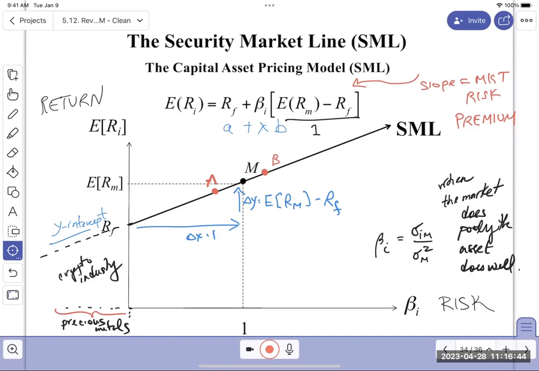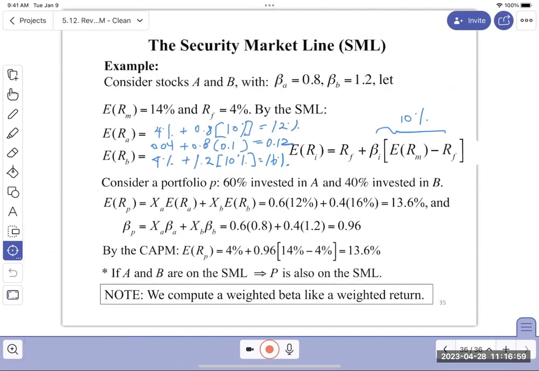All right, so what about if we just take A and B and we combine them in a portfolio? Where will we end up? We should end up back on the line. So let's see, are we going to recreate the market portfolio or something around it? So that's what we do here. 60% invested in A and 40% in B. We should end up somewhere between those two on the SML. Here I calculate the expected return, 13.6%.